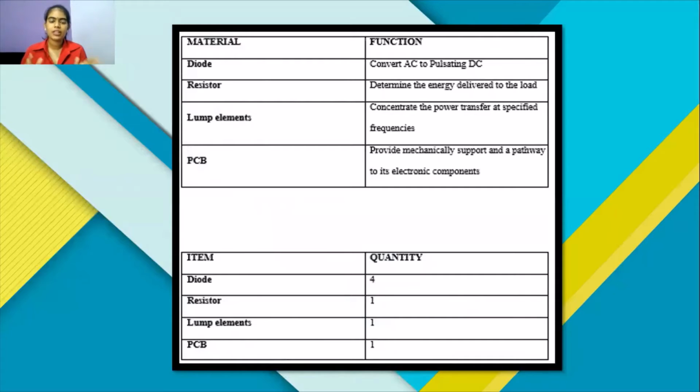What are the material, function, item and quantity used in the ADS for the rectifier? There are 4 diodes, which convert AC to pulsating DC. Resistor determines the energy delivered to the load. Lump elements concentrate the power transfer at specified frequencies. PCB provides mechanical support and a pathway to its electronic components. The quantity for resistor, lump elements and PCB is 1, except for diode, which is 4.